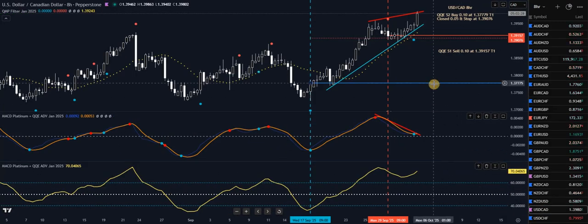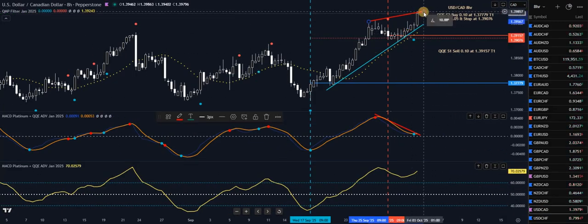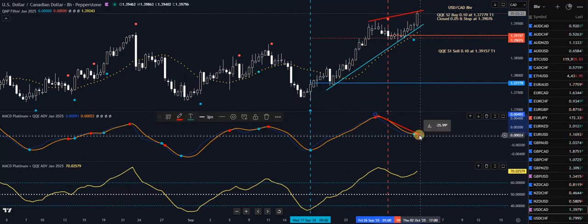USD CAD. Well, the good thing is, even though we're in a sell that's losing, we're still in this buy from back here. So this was a QQE buy, I think it was, yep. Stop and place up there, so it's a big profitable trade. Can't lose on that buy.